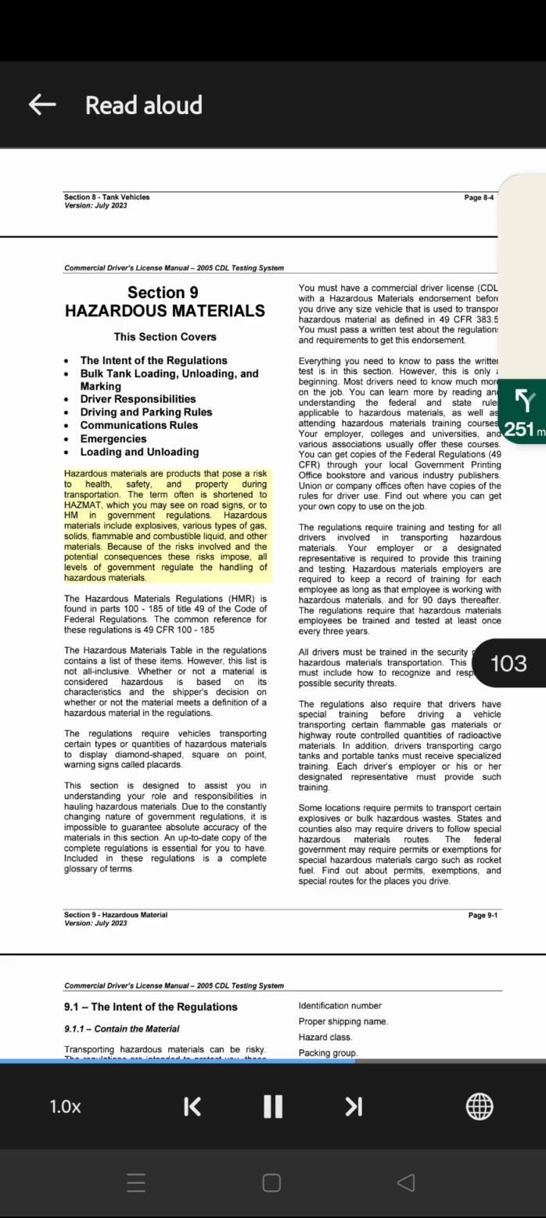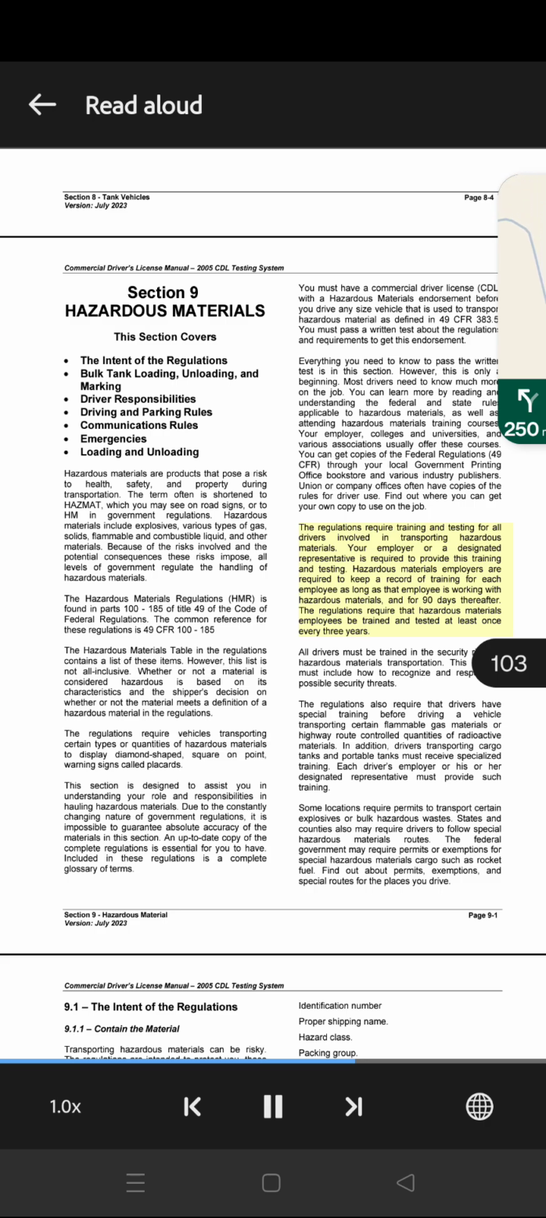Hazardous materials are products that pose a risk to health, safety, and property during transportation. The term often is shortened to Hazmat, which you may see on road signs, or to HM in government regulations. Hazardous materials include explosives, various types of gas, solids, flammable and combustible liquid, and other materials. Because of the risks involved and the potential consequences these risks impose, all levels of government regulate the handling of hazardous materials. The regulations require training and testing for all drivers involved in transporting hazardous materials.